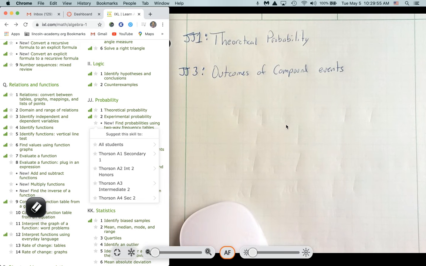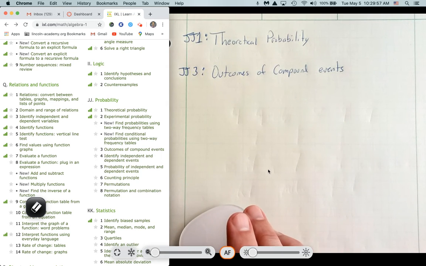Good afternoon. Today we are going to learn a little bit about probability. So we're switching away from quadratics. We're running short on time, so I'm going to only assign two, which I normally assign: theoretical probability, which is JJ1, and outcomes of compound events, which is JJ3.